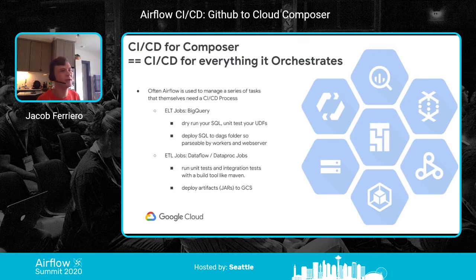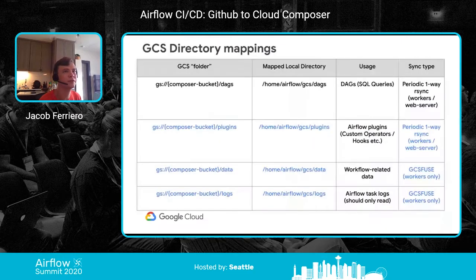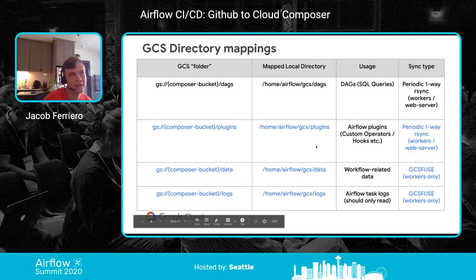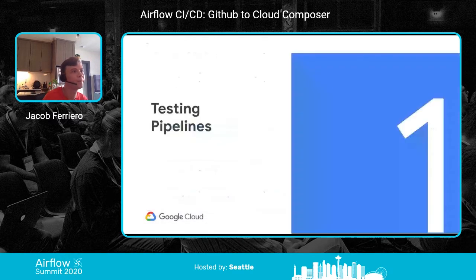One interesting point about this is that until very recently with DAG serialization, you'll have the web server and the workers both parsing your DAGs. What this means is if your DAGs refer to a SQL file, it needs to be on the file system of the web server and the file system of any worker. So if we flip back to our GCS directories, we basically need to put our SQL files in the DAGs folder or the plugins folder, because these are the only ones that get synced to the web server.